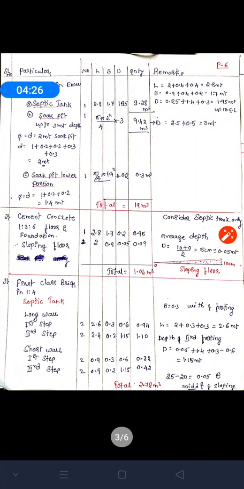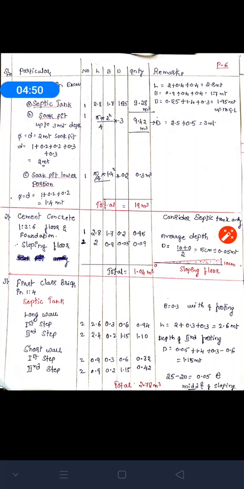So the area into depth, directly we will get the area, and into depth we will get the quantity. The diameter is 1.4 meter, depth is 0.2 meter. Then pi by 4 into 1.4 square into 0.2, we got the quantity as 0.3 meter cube. Then the total quantity of the septic tank and the soak pit is 19 meter cube. That is all about the earthwork excavation.